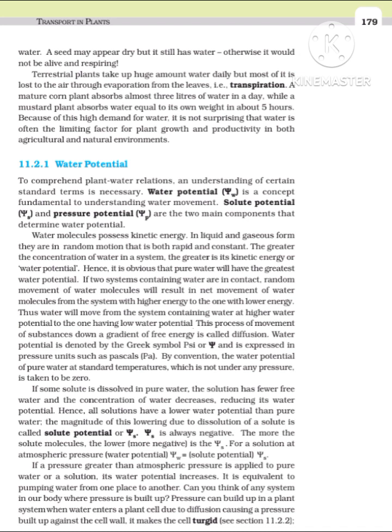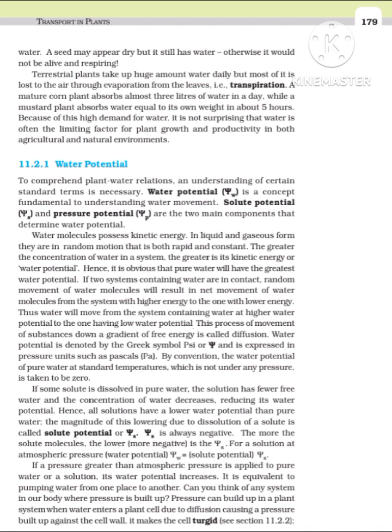Terrestrial plants take up huge amounts of water daily, but most of it is lost to the air through evaporation from the leaves, i.e., transpiration. A mature corn plant absorbs almost 3 liters of water in a day, while a mustard plant absorbs water equal to its own weight in about 5 hours. Because of this high demand for water, it is not surprising that water is often the limiting factor for plant growth and productivity in both agricultural and natural environments.